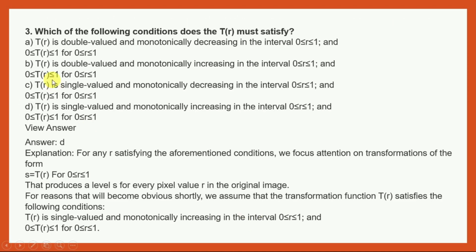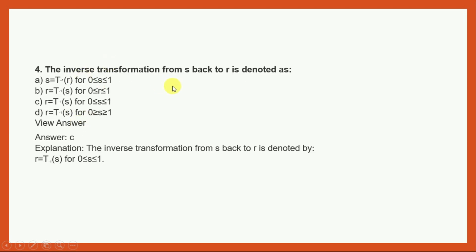Now the next question is, which of the following conditions does T(r) must satisfy? If we see the options, we get to know different conditions and what might suit it. So we can see the answer is option D. Here we can say this is the right answer. And the next question is, the inverse transformation for s back to r is denoted by, the answer is option C. Here we can see r is the inverse transformation of s, for the limit 0 is less than s is less than 1.